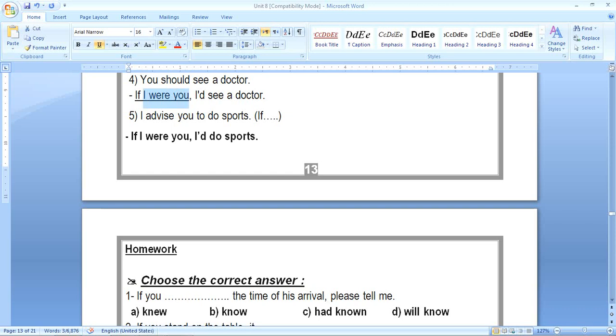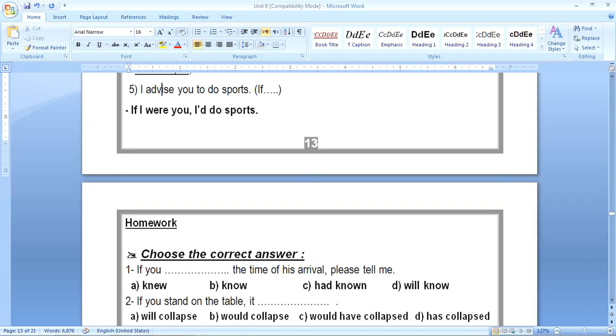When you give advice with the second conditional, you can only say if I were you. Don't say if I was. What is meant by if I were you? It means if I were in your place, if I were in your position, and so on. For example, you can say, if I were you, I'd do my homework every day. If I were you, I'd obey my parents. If I were you, I'd tell the police.